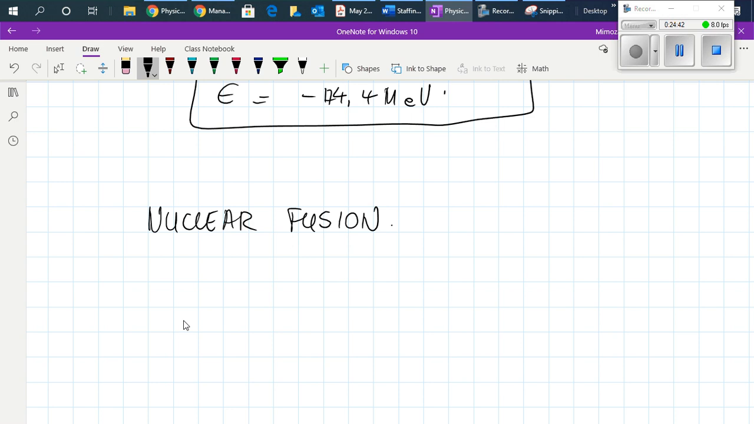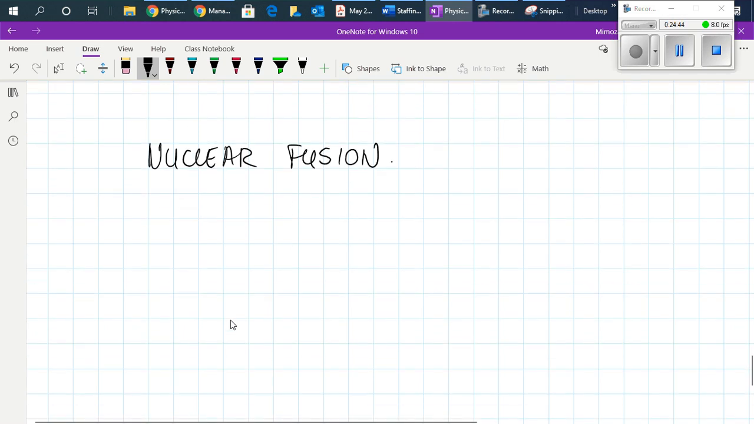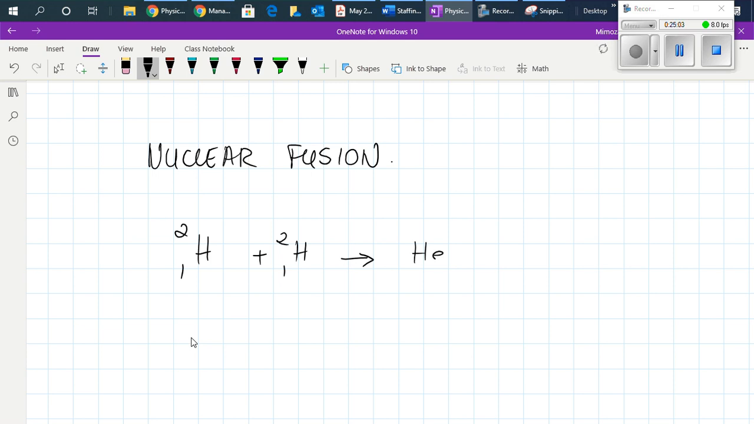Okay, so examples of fusion are 2 deuterium, which are isotope forms of hydrogen. So deuterium H-1-2, H-1-2, 2 deuterium are forming a helium-3, helium-2, 3, and a neutron and heat or energy.